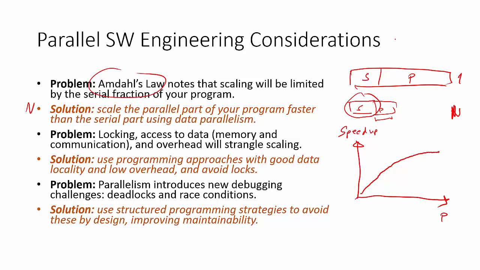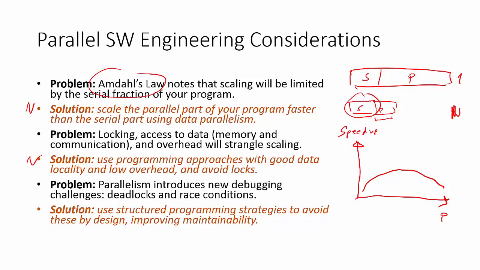Second problem here: scaling can be severely strangled by a lot of locking, access to data, memory and communication, and many overheads. In fact, the speedup does not really look like this. It's more likely that it looks like this, and it goes down again with more processors, because we have a lot of locks and a lot of access to data that becomes contended, and many kinds of overheads that increase with an increased number of processors. The solution here is to use programming approaches with good data locality, low overheads, and avoiding locks.